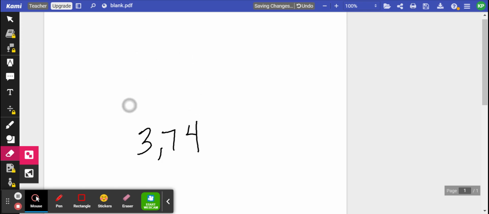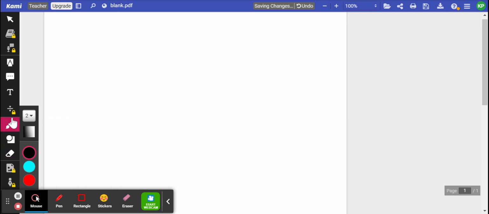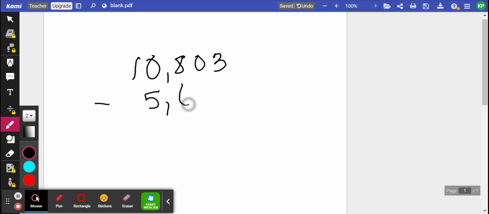All right, our last one in the try it section is similar to what we've been doing, but we're going to see a little bit of a difference whenever we try to borrow from a 0. So our problem looks like this. We start off with 10,803 minus 5,607. All right, so we lined it up just like we always have, nice straight columns, ones in the ones column, tens, hundreds, thousands, and so forth.